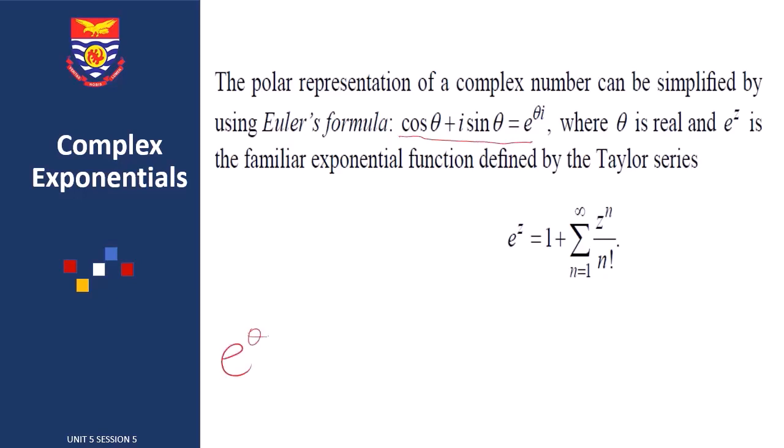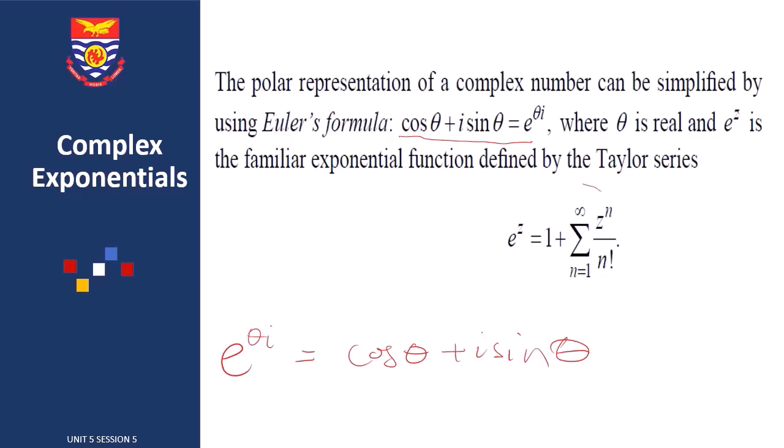e to the power i theta equals cos theta plus i sine theta. So that is a polar representation of complex numbers, and we are using Euler's formula to do that. Here theta is a real number, and e to the power z is the familiar exponential function defined by the Taylor series.